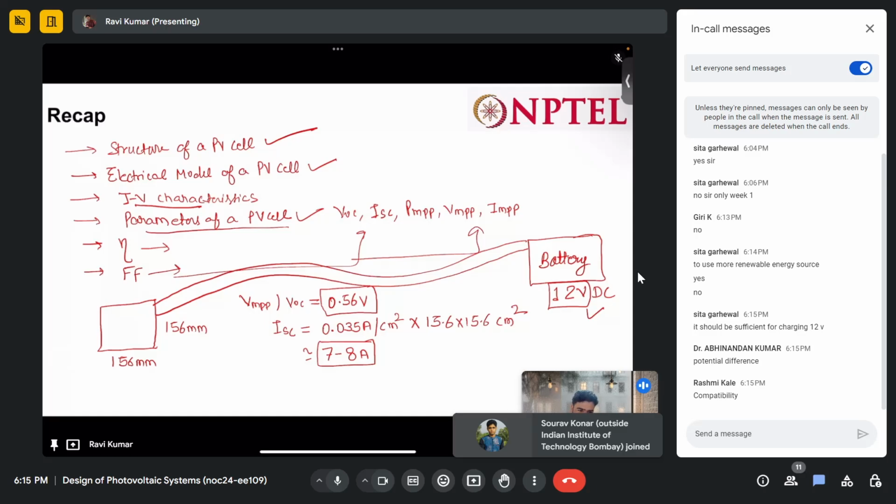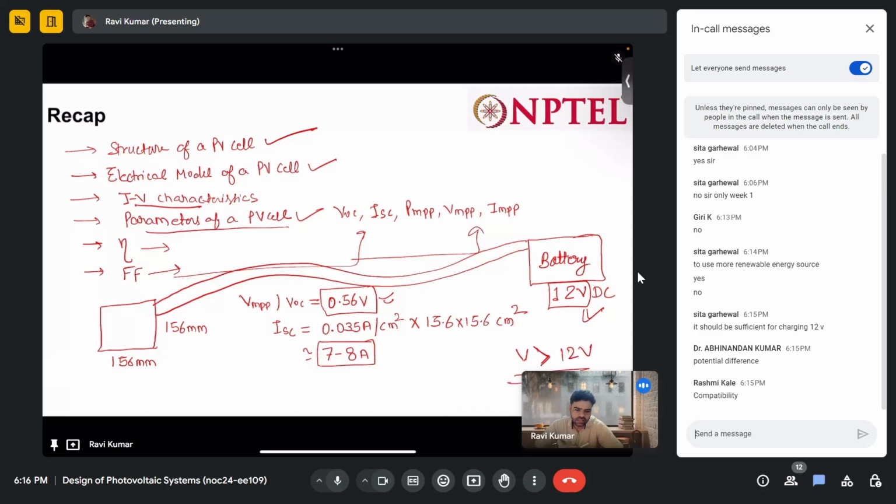Rasmi, you are right, compatibility, but we are looking in more technical terms. Yes, it is 12 volt and it is just 0.56 volt. So using this 0.56 volt, we cannot charge a 12 volt battery. So for charging a battery, the voltage should always be more than this 12 volt. This is the first rule here.